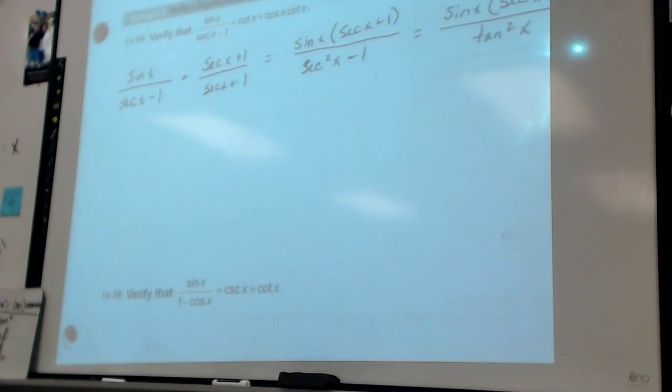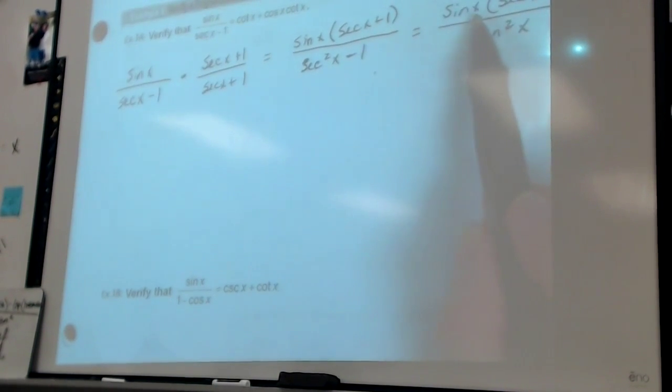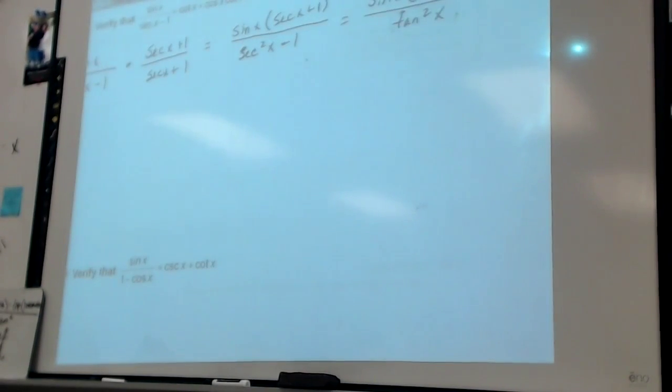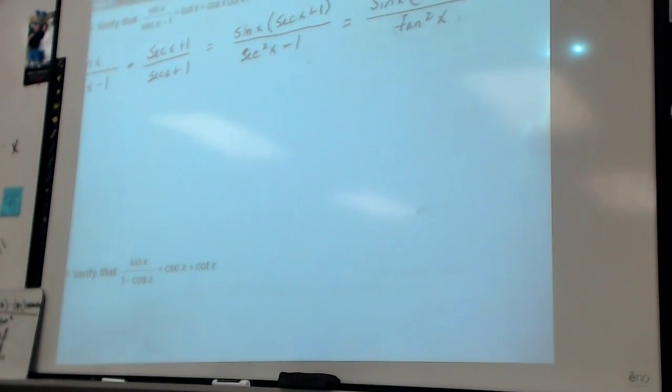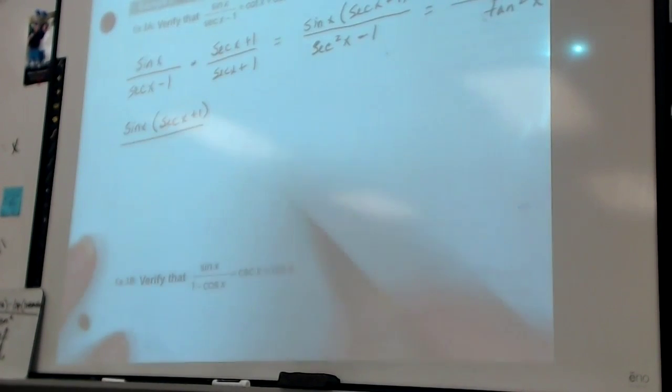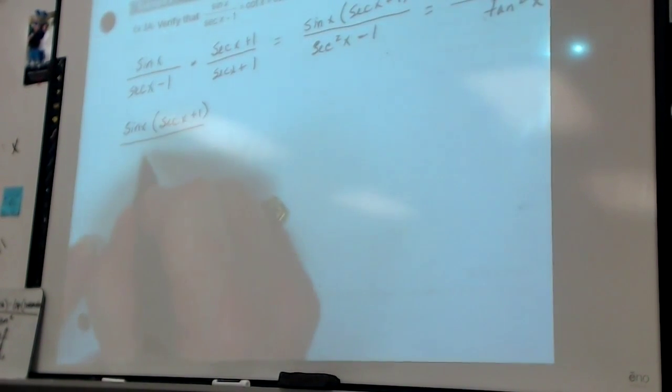Now what you want to do is, we have a sine up here on the top. Well, I can rewrite tangent squared x with sine and cosine, right? So tangent of x is equal to what? Sine over cosine. Well, if you did sine over cosine times sine over cosine, that's sine squared over cosine squared, right? So this would be sine x. I'm just going to leave the numerator alone for right now. And then this would be sine squared x over cosine squared x.